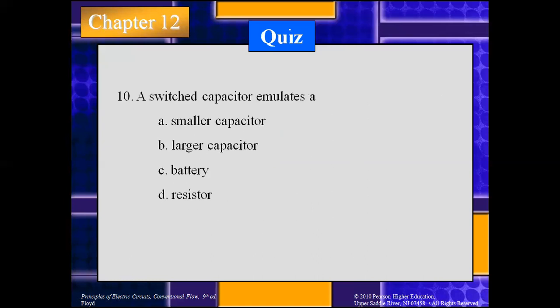Next question: a switched capacitor emulates a smaller capacitor, larger capacitor, battery, and the last option is resistor. The correct option is resistor, that is the last option.